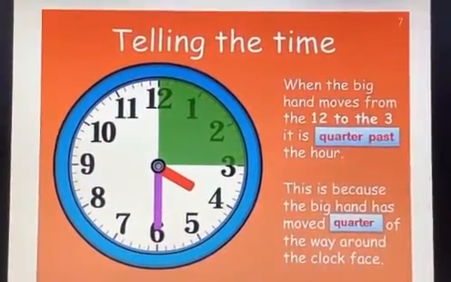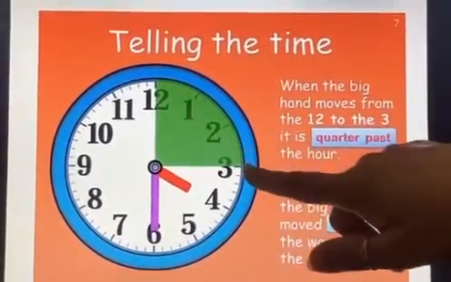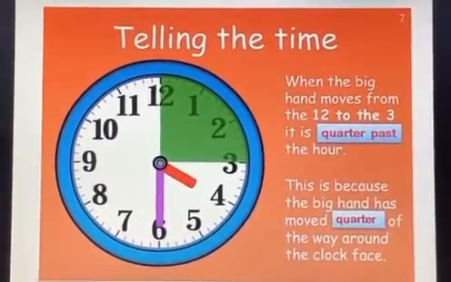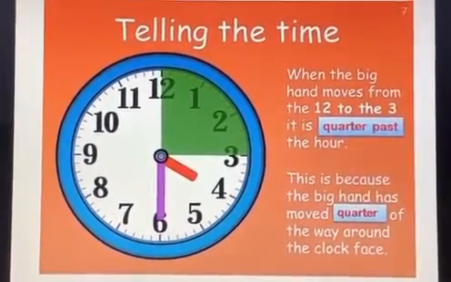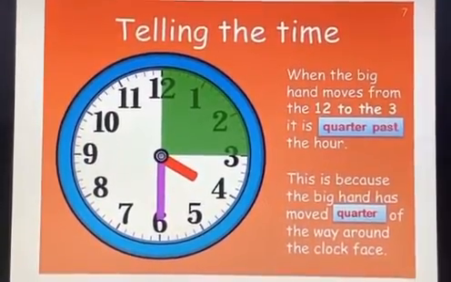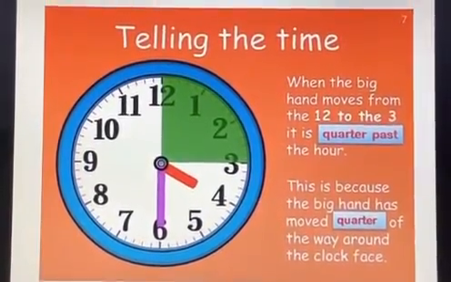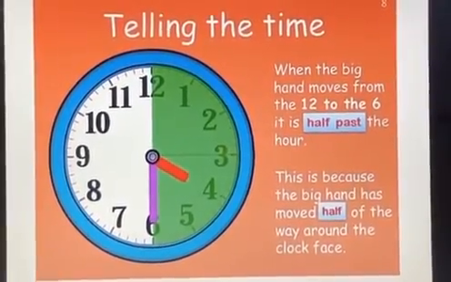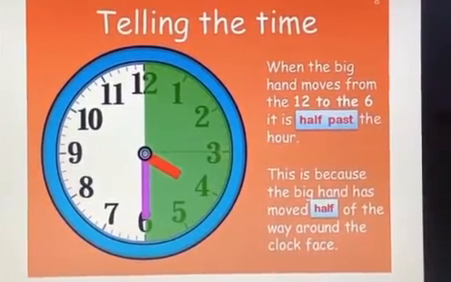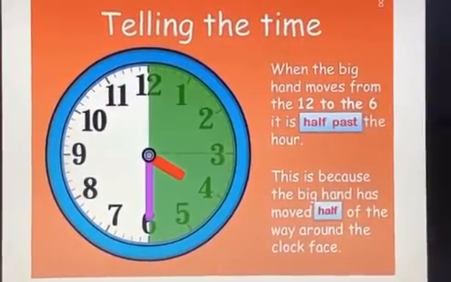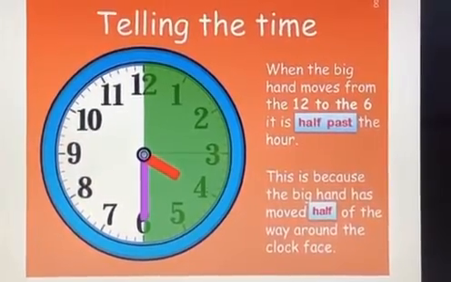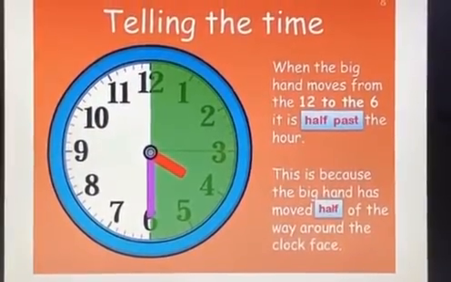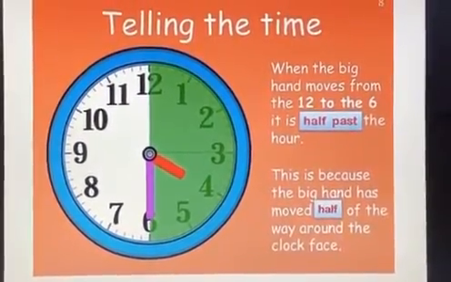When the big hand moves from 12 to 3, it is quarter past the hour. This is because the big hand has moved quarter of the way around the clock face. When the big hand moves from the 12 to the 6, it is half past the hour. This is because the big hand has moved half of the way around the clock face.